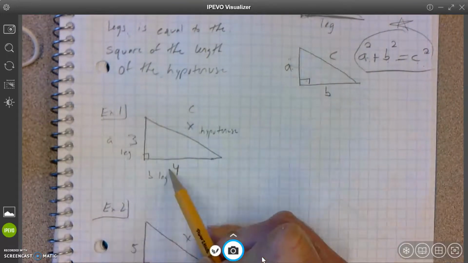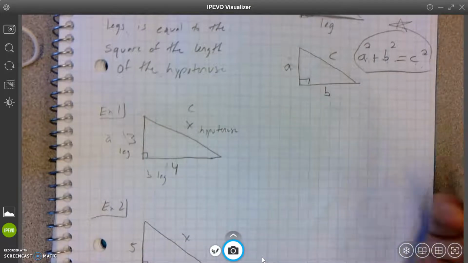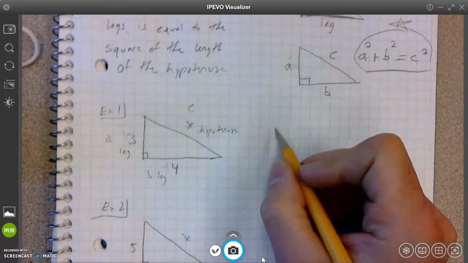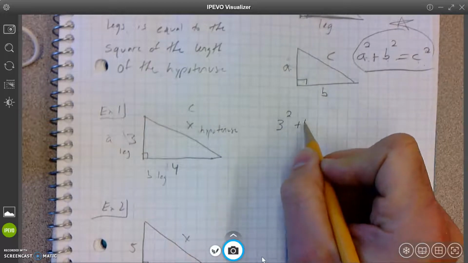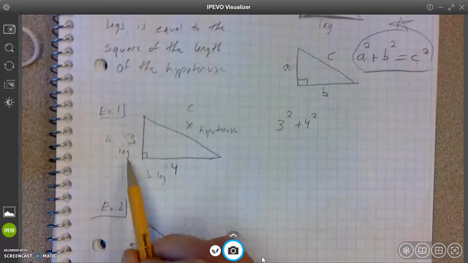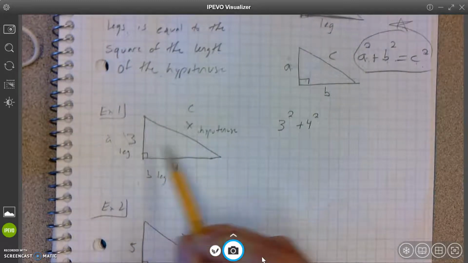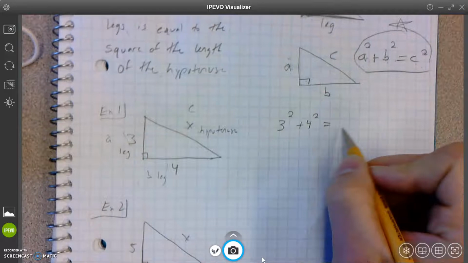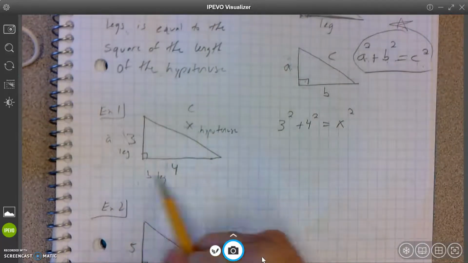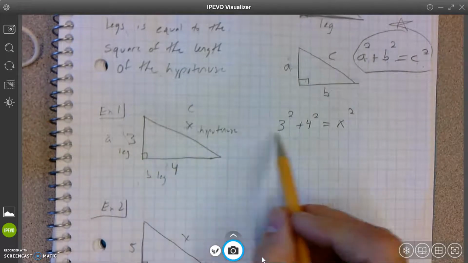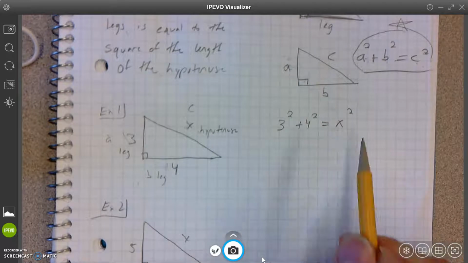So here's A and B. It doesn't matter which way you do it. It could be B or A, because when you add, you get the same number, like 2 plus 1 is the same as 1 plus 2. So I'm going to go 3 squared plus 4 squared. So leg A squared plus B squared equals the hypotenuse, which is x squared. So I first label my right triangle. Now I'm going to write my Pythagorean theorem. Now I'm going to solve for x. Well, how do we do that?